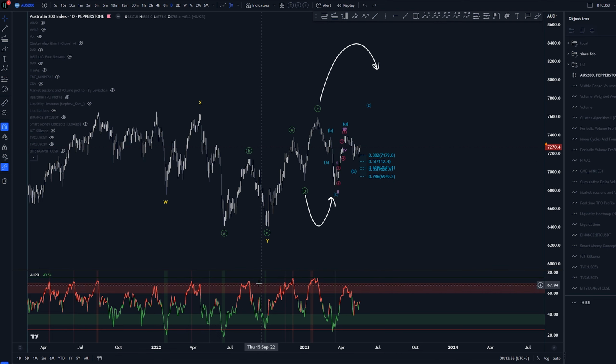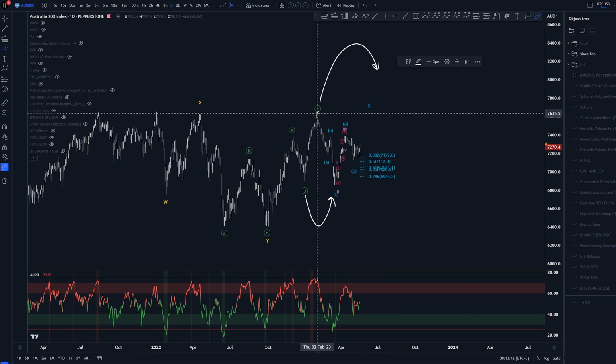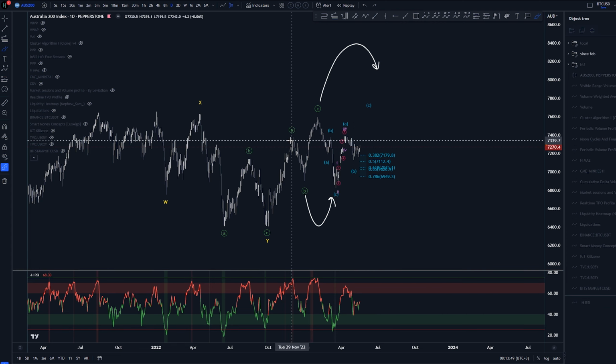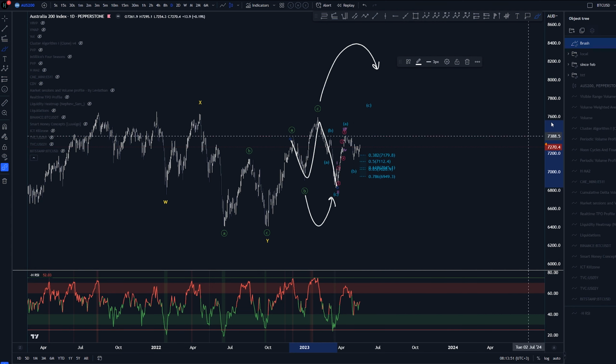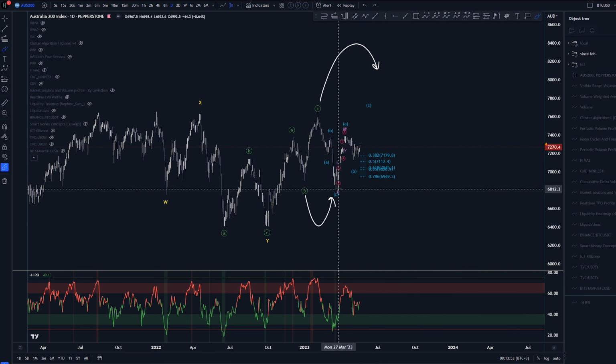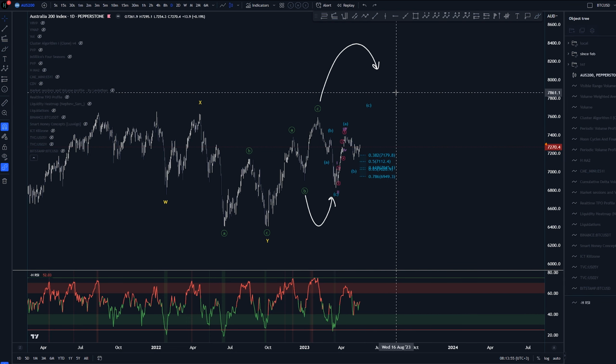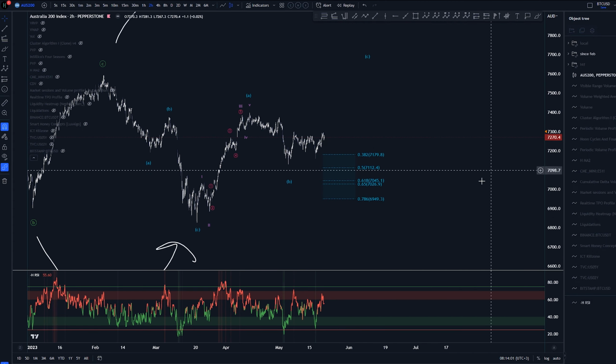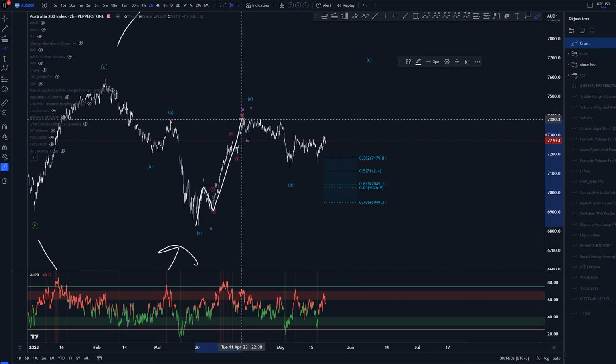Some issues that we had overall is that the structure for C is very short if we want to be labeling like this. So I kind of like the idea that wave B is only here, and we had this kind of structure like we had on the other count, and then we would be looking for that move up. That move up that I'm talking about looks very decent as a 5-wave. 1, 2, 3, 4, 5.